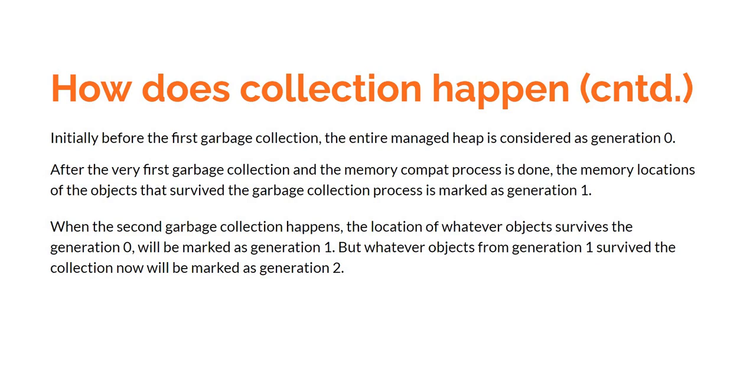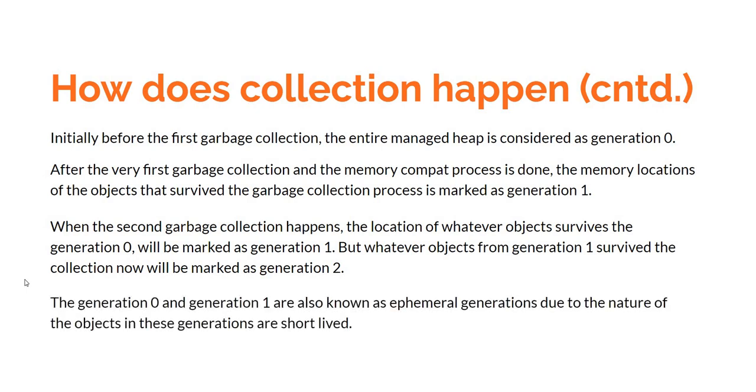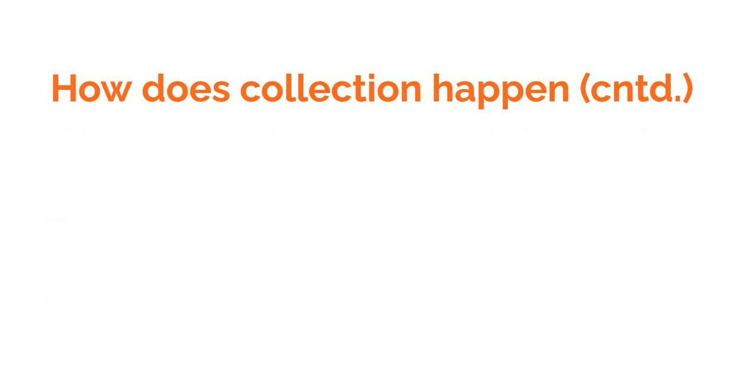After the 3 generations are established, beyond that point, every collection will either move generation 0 objects into 1 and 1 into 2, or there is a possibility that all the objects in generation 0 are collected and generation 1 and 2 are not even touched. And there is also a possibility that some of the objects in generation 1 or generation 2 might be removed. Generation 0 and generation 1 are also known as ephemeral generations because the objects in these generations are short-lived.